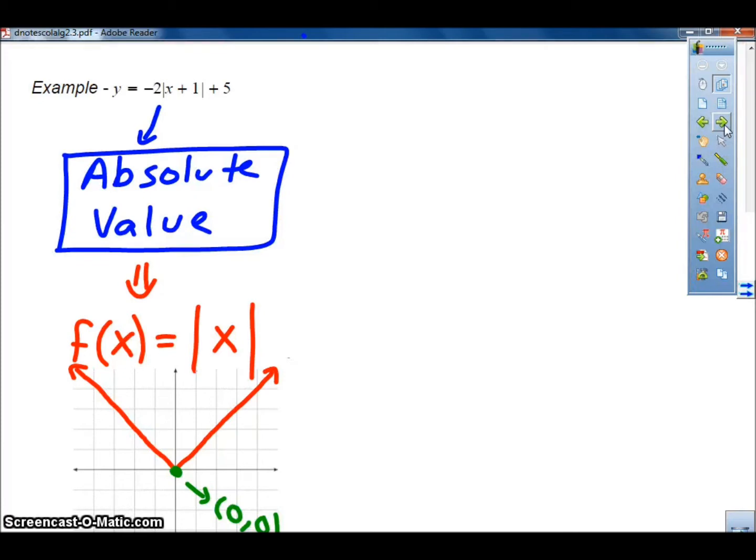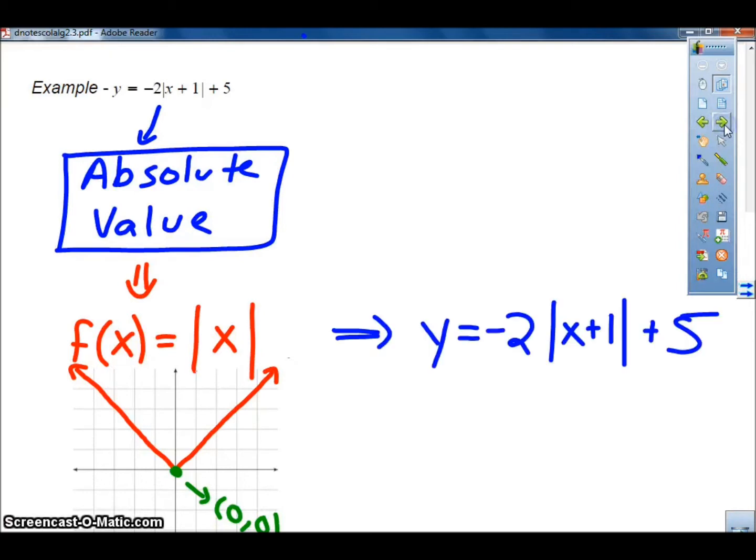So that's the basic absolute value function, but the equation we're trying to graph is y equals -2 times the absolute value of x plus 1 plus 5. And so there's quite a few differences between the equation we're trying to graph and this basic function. And each one of those differences will have a certain effect on the graph. So let's identify those differences. So I'm going to draw arrows pointing to everything that's different about this new equation. And so here are all the differences.